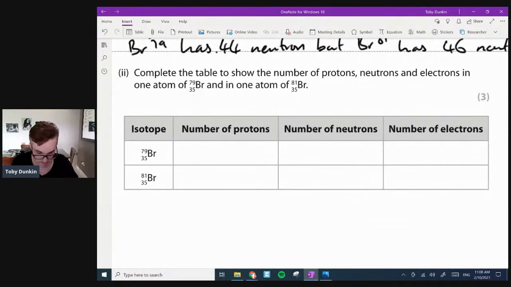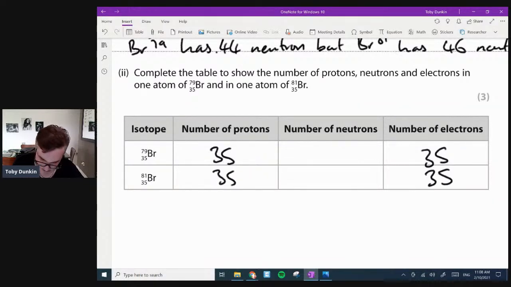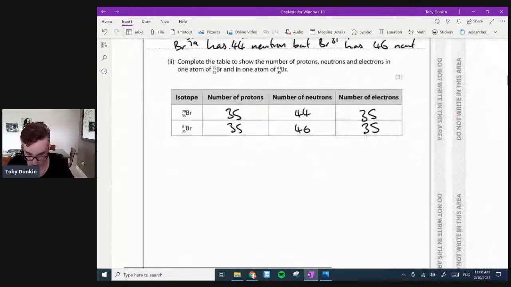Oh, nice. That makes it easy. Number of protons for Br is 35. Electrons, of course, is 35. This one is 35. This one is 35. But then the difference is I've already done the maths. So 44 and 46. I am just going to check that bottom one on my calculator. 81 minus 35. Does it give me 46? Yes, it does. Winner.